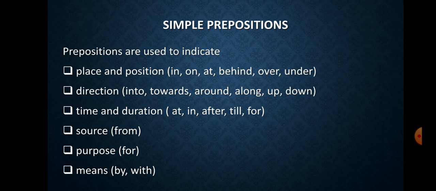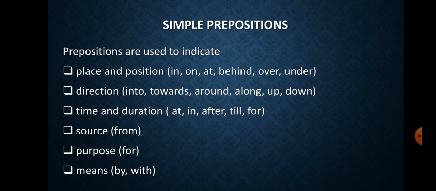And the next one is time and duration. It will tell you at what time it happened and what the duration of the particular thing is. Here we are using words like at, in, after, till, for. These are all the simple words which refer to the time and duration of a particular thing. Then the next one is source. What is meant by source? From where it comes, from where it happened. What is the source of a particular thing? For that purpose, we are using the word from.